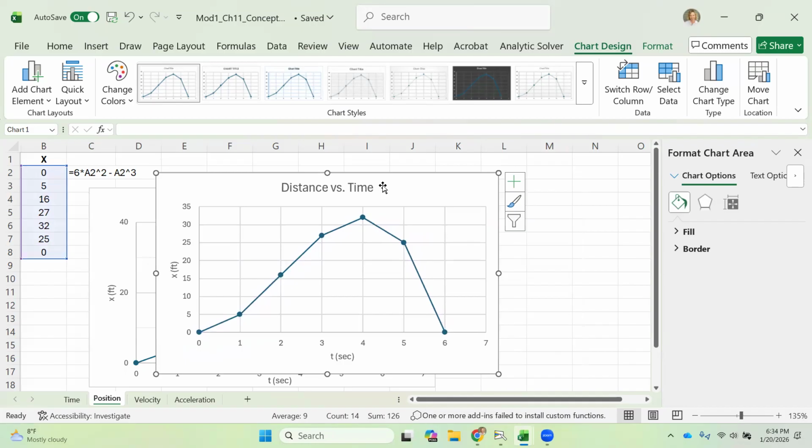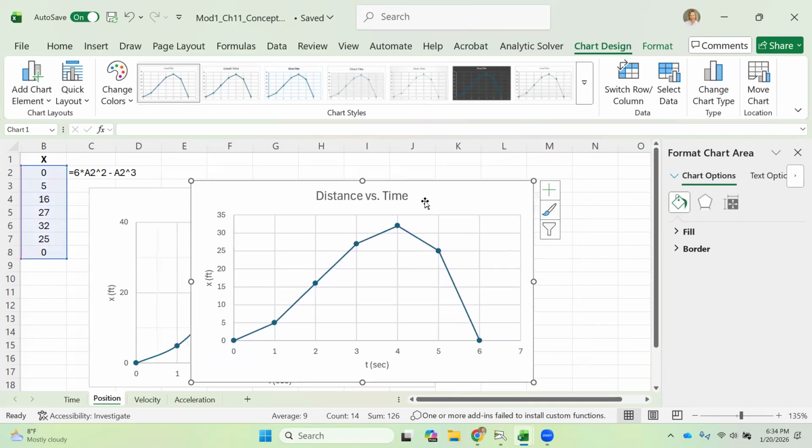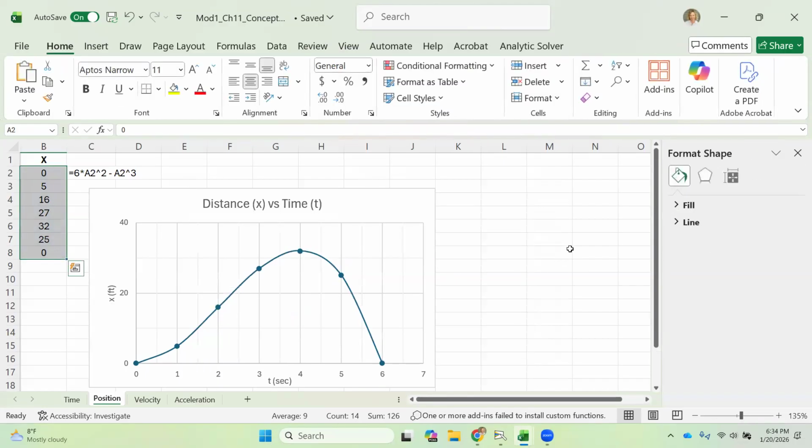All right. It's that simple. If you need help with that, let me know. You're going to be creating one like this. You don't have to do that right now. I'm just demonstrating for the time being. So that's your first chart for position.